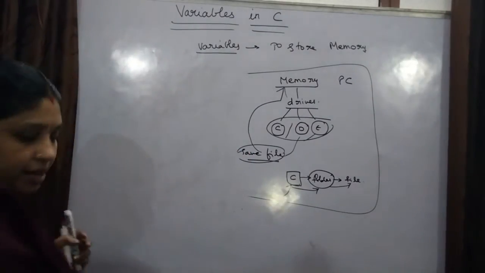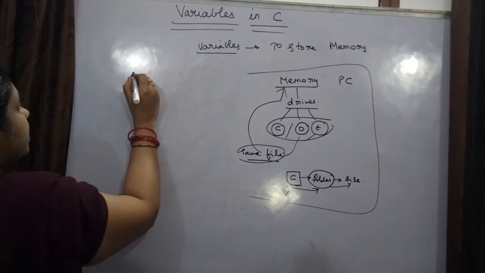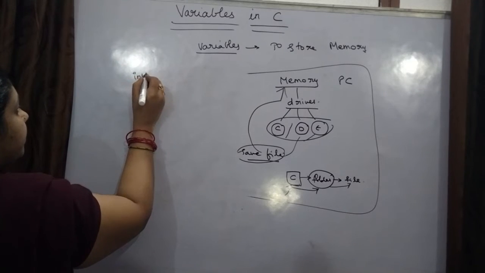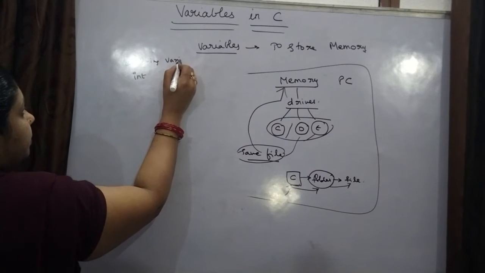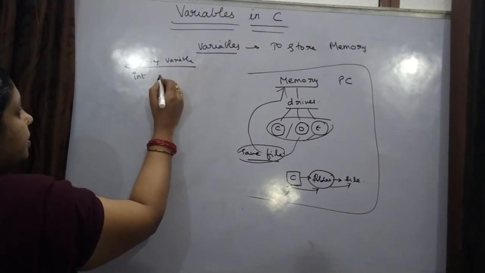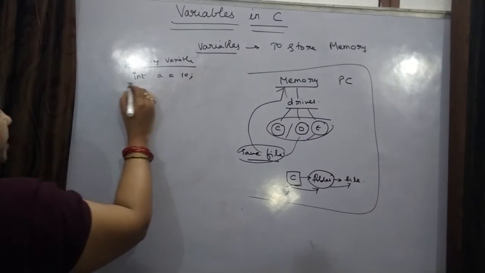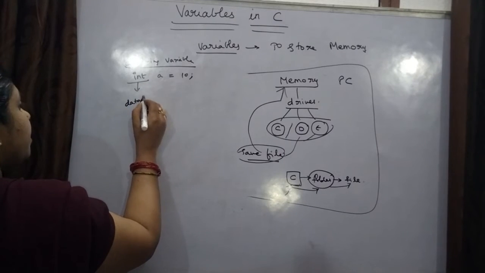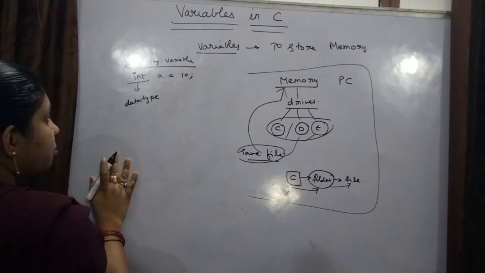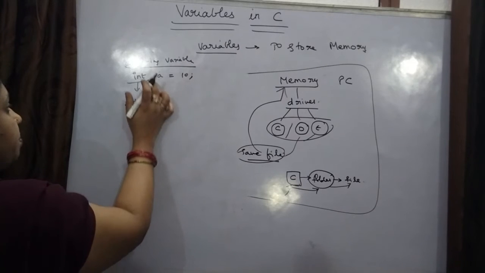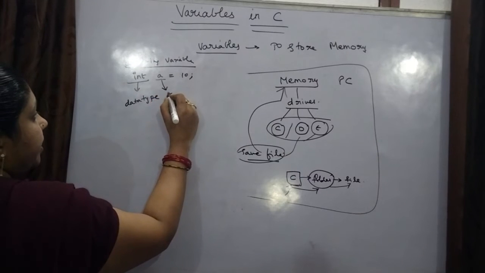Now how to declare a variable, I will tell you. For example, like this: int a equal to 10, and you are assigning the value also. Now int is the data type. That means which type you are taking. Is it numbers, or characters, or strings? That type of data is shown with this. And this is the identifier.